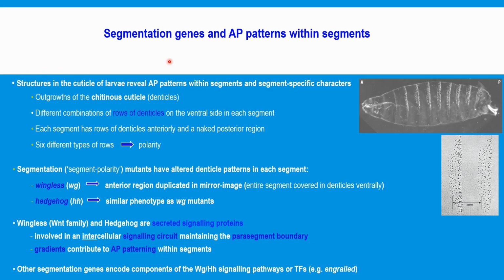Okay, we've talked about the establishment of parasegments with engrailed at the anterior margin of every parasegment and stripes of even-skipped and fushi tarazu, which then give us a parasegment. And from this we need to get to segments, and this parasegment will help us with that. Let's just have a look at how the segments are formed.